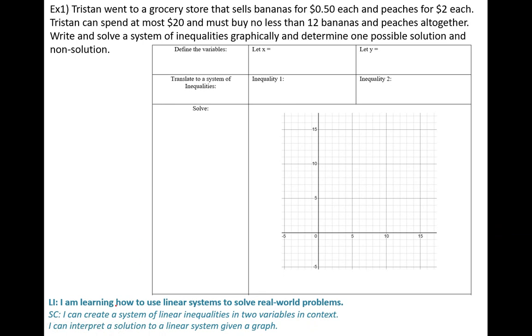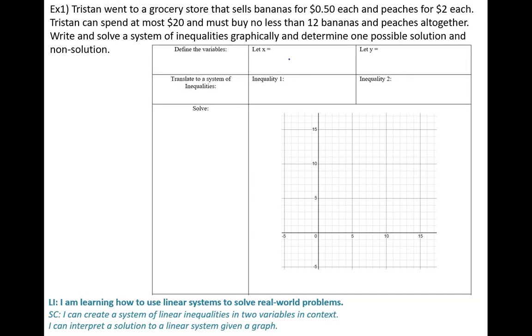Okay, so we practiced yesterday reading the problem more than once to make sure we know what we are answering. So I'm going to go back and read the beginning part one more time, and we're going to focus on what it is that we are trying to do. So Tristan went to a grocery store that sells bananas for 50 cents each and peaches for $2 each. Tristan can spend at most $20 and must buy no less than 12 bananas and peaches altogether. Write and solve a system. All right, so what is the thing we're trying to figure out? This doesn't say it clearly, but we are trying to figure out how many bananas and peaches we can buy.